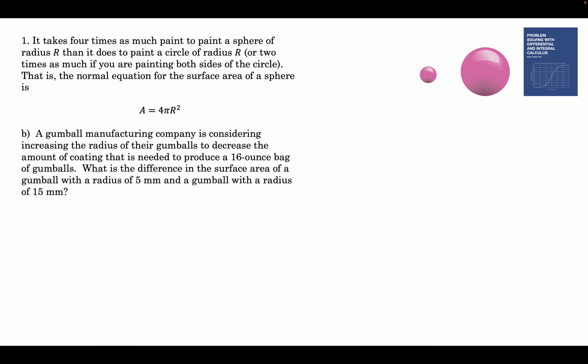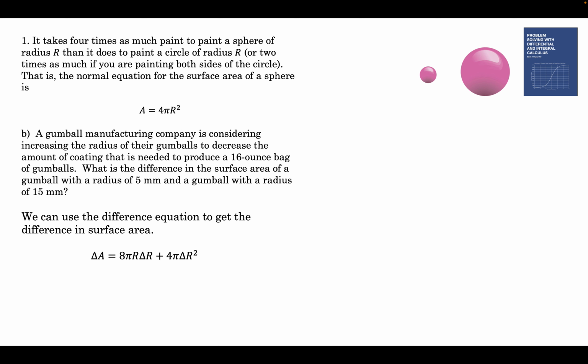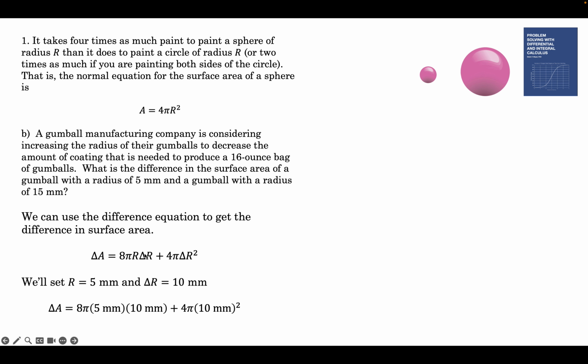On to part B. There's a gumball manufacturing company. They want to know the difference in surface area between a gumball with a radius of 5 millimeters and a gumball with a radius of 15 millimeters. So we can use the difference equation. There it is. We just derived it. r is 5 millimeters and delta r is 10 millimeters to get up to 15. The difference is 15. So we just plug in 5 millimeters for r, 10 millimeters for delta r, and we punch the numbers on the calculator, and we get 2513 square millimeters for the difference in surface area.